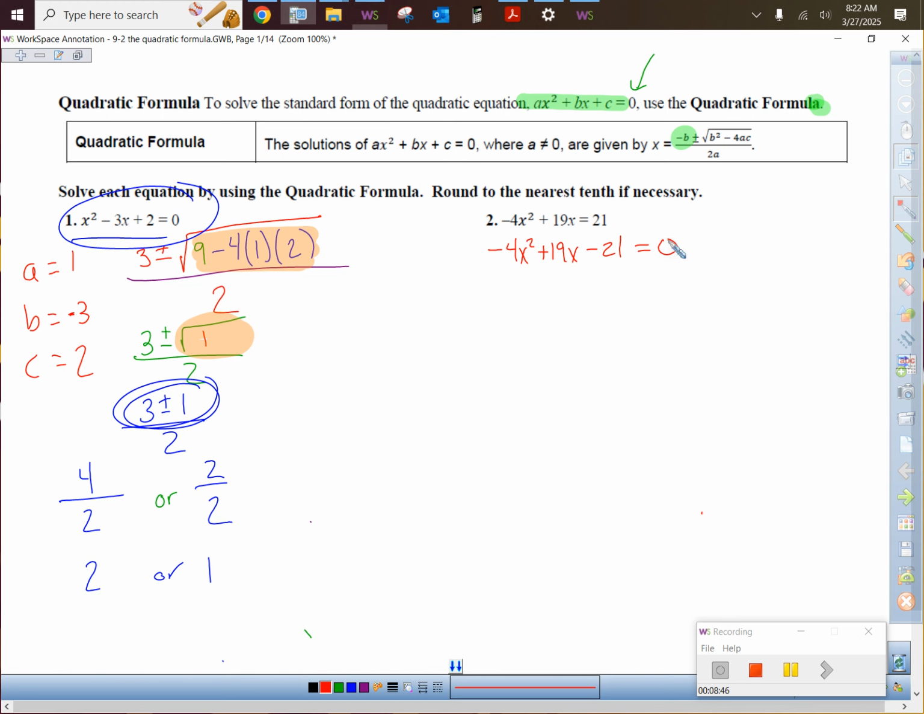Do you have any interest in finding 2 numbers that multiply together to be 84 and add together to be 19? I have no interest in that. That's going to take too long. The quadratic formula would be faster than this, right?